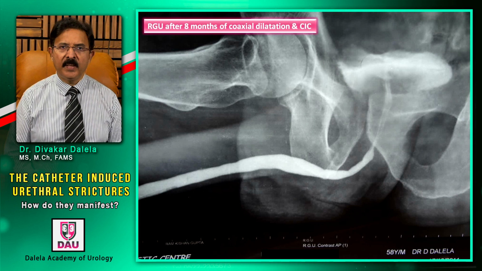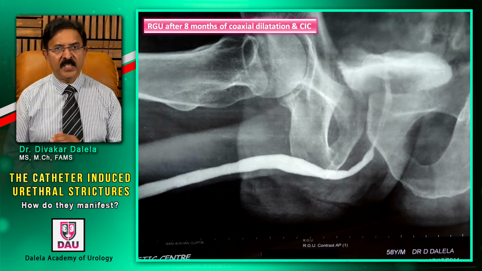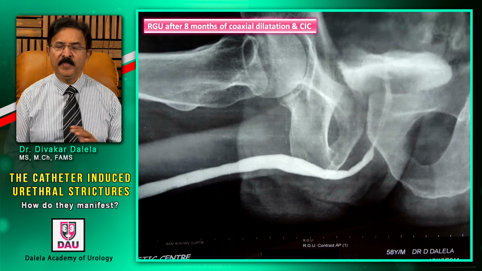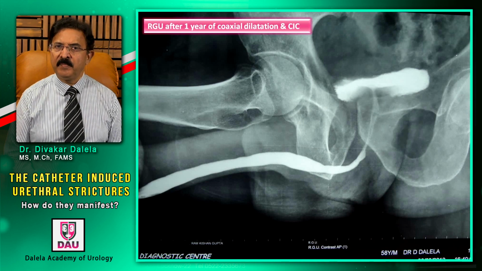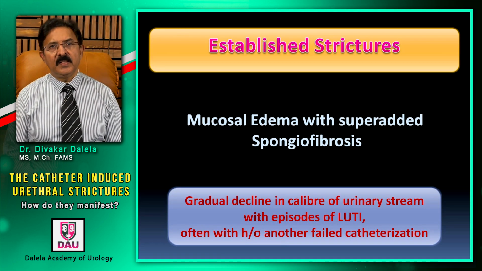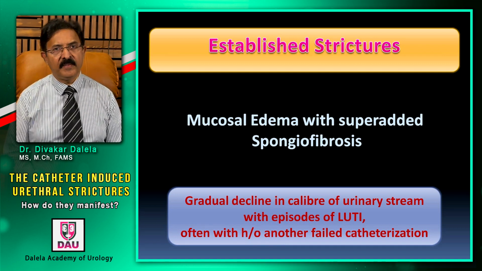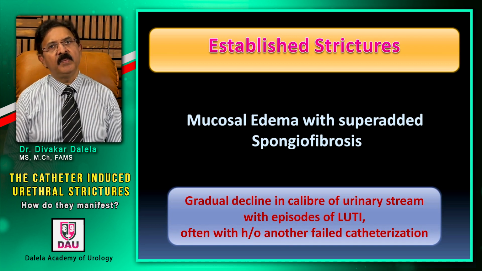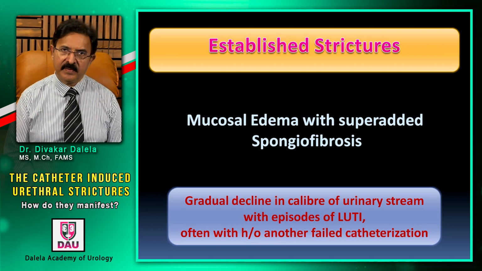And this is another urethrogram after 8 months of self-dilatation. You will notice disappearance of the reaction, disappearance of inflammation from the urethral wall. And this is another urethrogram of the same patient after 1 year of self-dilatation. You'll notice a clean, nice urethra without any stricture. So that much about nascent strictures, which present within 4 to 5 weeks of catheterization, and they can be managed very easily by coaxial dilatation followed by self-dilatation.